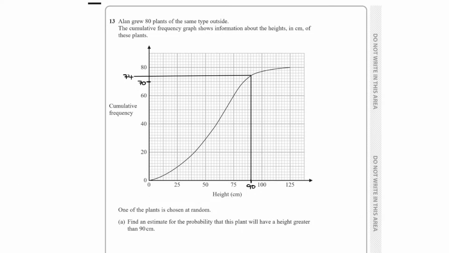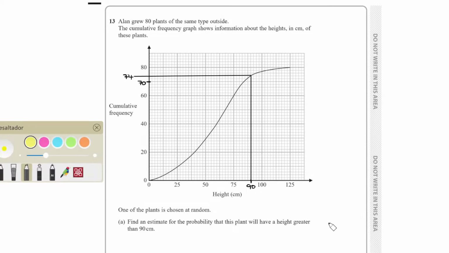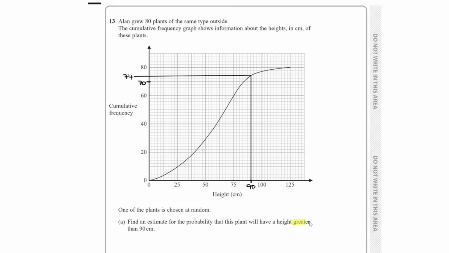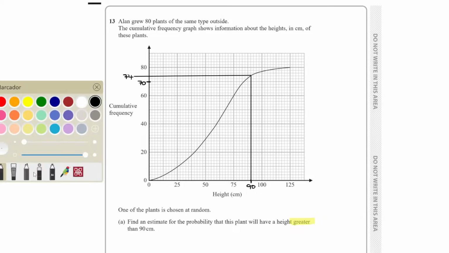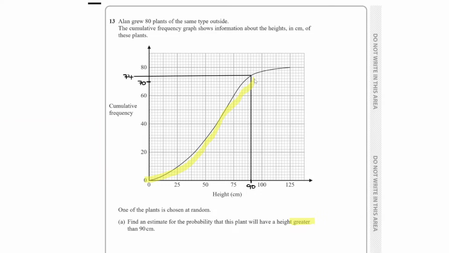Now, the other thing to bear in mind, and this pretty much always happens actually, is that they want a height greater than 90. So your answer is not 74, because 74 plants have a height less than 90. That's all below 90, isn't it? That's representing this part of the curve, which is below 90. What we want is this part. So do you see how we know the total is 80? That would be the difference between 74 and 80, which is 6. So just double check, have they asked me for something over, which I think they often do.